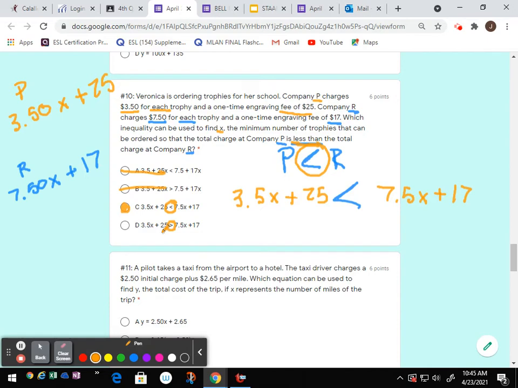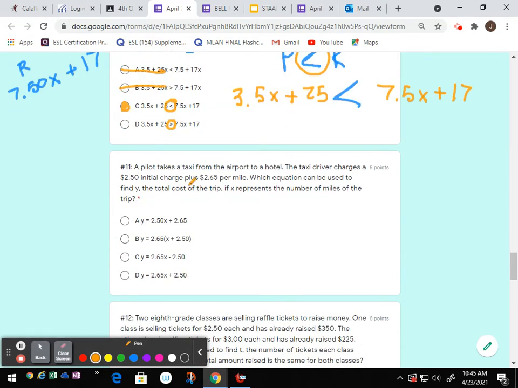All right. Let's look at 11. A pilot takes a taxi from an airport to a hotel. The taxi driver charges a $2.50 initial charge plus $2.65 per mile. Which equation can be used to find y, the total cost of the trip? So we just want to write an equation.